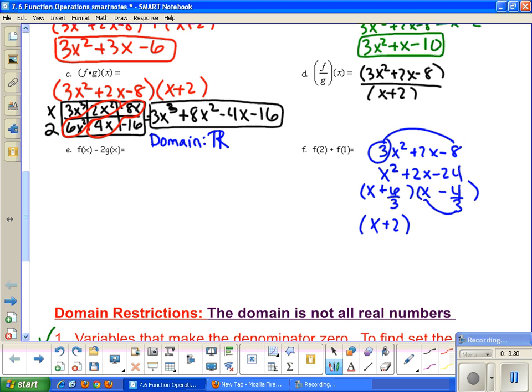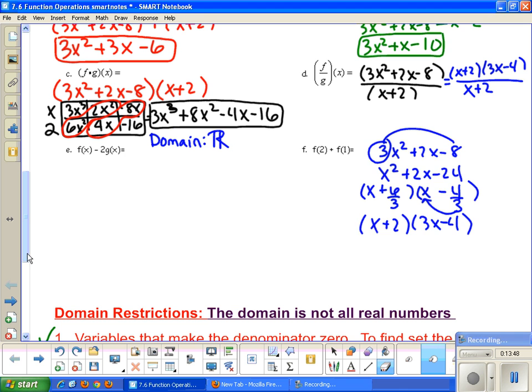And this doesn't reduce, so we swing the number in front. So that would be my factored form. So I'm going to go ahead and write that up here. So we have x plus 2 times 3x minus 4 all over x plus 2.